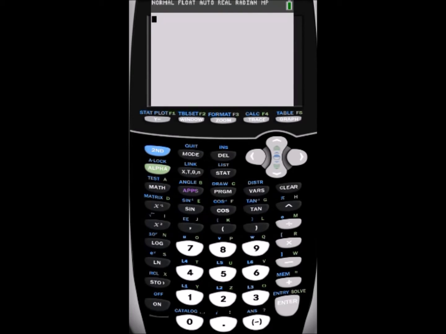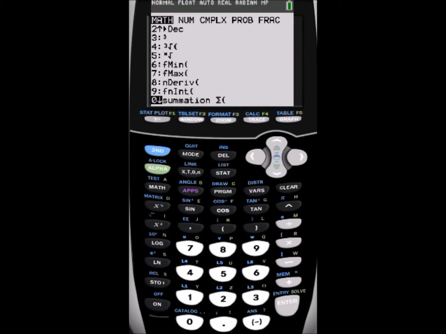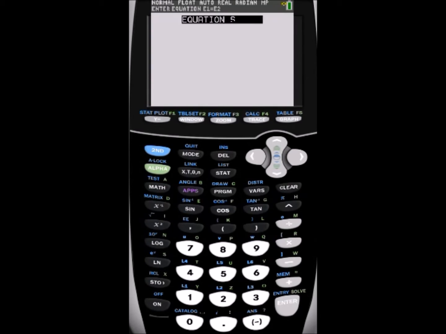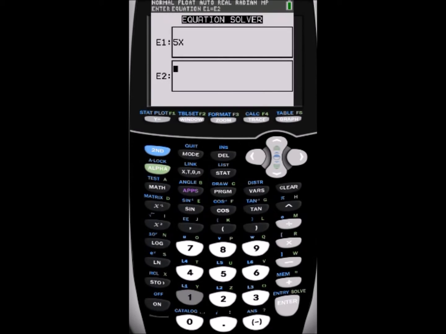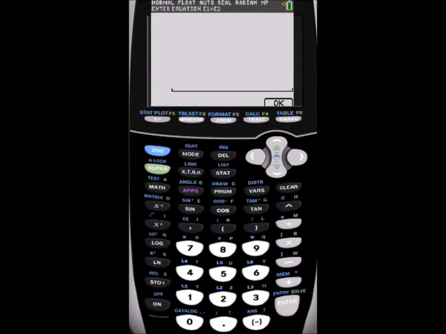What you want to do is hit math. And when that comes up, you want to go down to the very bottom one that's called solver. Then you want to hit enter, and once that comes up, in the first box you want to put your first side of the equation, and in your second box you want to put the second side of your equation. So if my equation was 5x equals 10, I'd put 5x in the first box, and then I'd click the down arrow, go to the second box, and put 10, and then I'd hit enter.